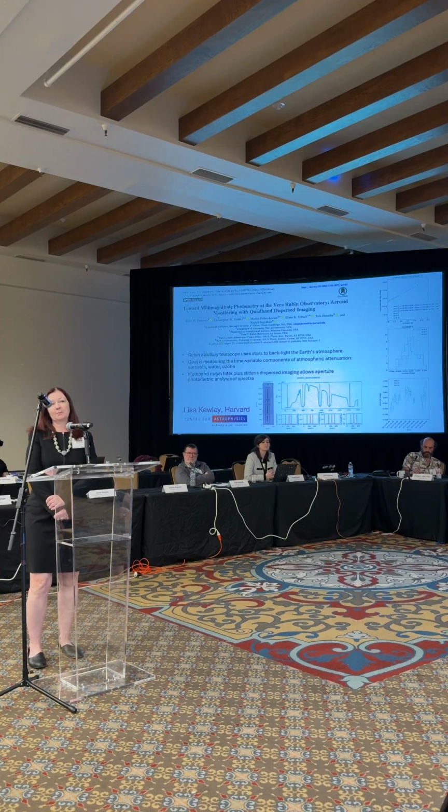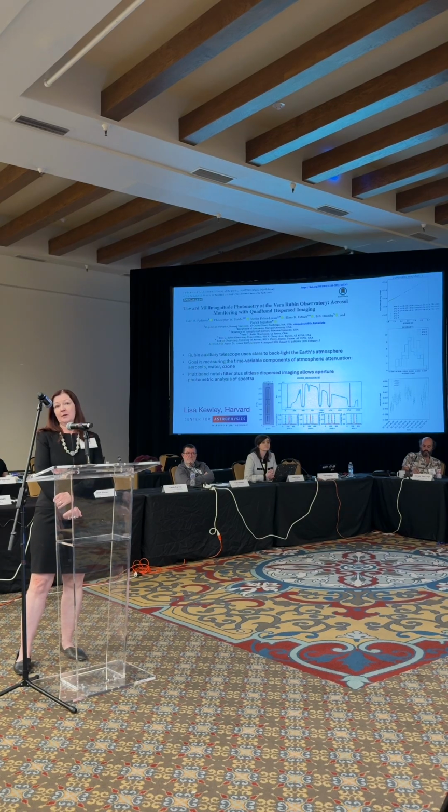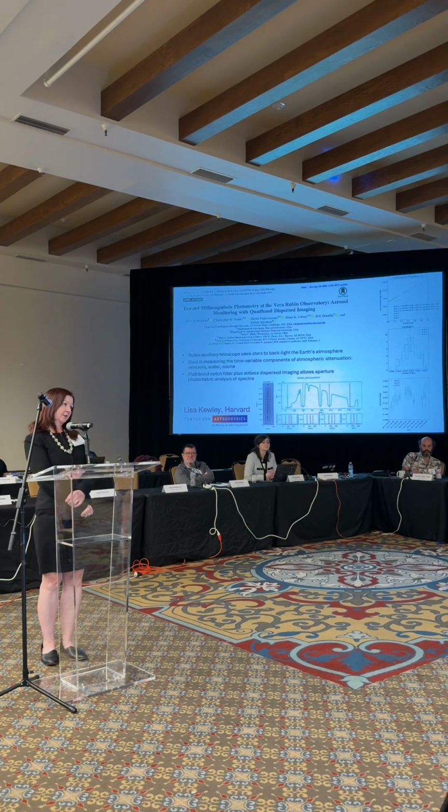Okay, I'm presenting work by a Harvard grad student, Esther Peterson, and her supervisor, Chris Stubbs. This is a little bit different from the standard observations that we've been doing with Rubin. This is actually using the Rubin Auxiliary 1.2 meter telescope, which uses stars to backlight the atmosphere so that we can measure the atmospheric attenuation and then correct the Rubin images for that attenuation. So the goal is to measure specifically aerosols, water, and ozone, and other features.